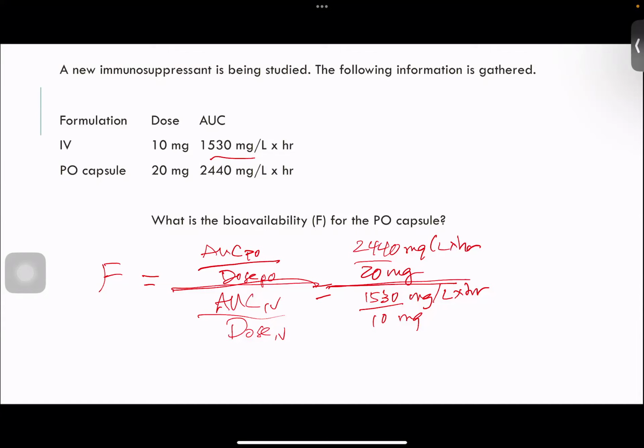You good? What'd you get? Michael, what'd you get? Okay, I got 0.797, something like that. 0.797, so you rounded it to 0.8, which is correct, right? So 0.8 is 80%, right?